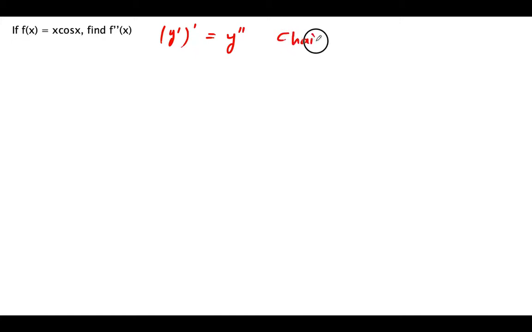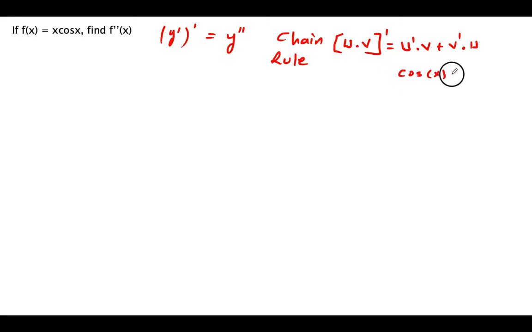In the product rule, if you remember, we said that the derivative of u times v is equal to u prime times v plus v prime times u. And then we should know, to solve this question, that the derivative of cosine of x is equal to negative sine of x, the derivative of sine of x is equal to cosine of x, and the derivative of x is 1. So let's start solving the question.